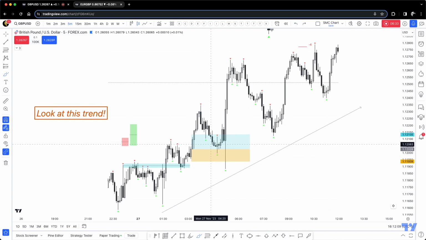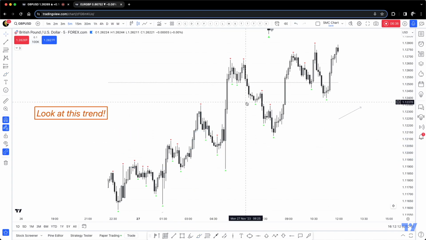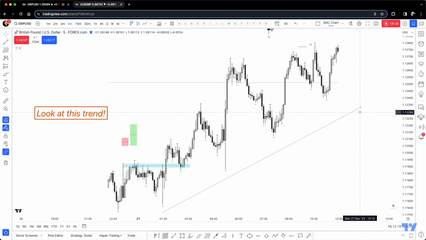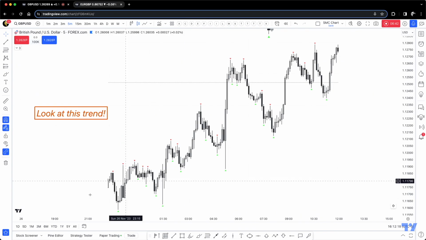Right here, this type of trend was not the best for what we want to look for. Okay. For what we wanted. So we have to ignore when we have trend like this. Okay. This is probably not a good one.